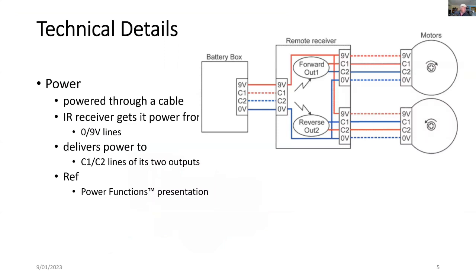Okay, a little bit about the powering. I'm using at the moment on this demonstration a battery box, and it has four wires: the 9 volt and the ground or 0 volts, and in the middle there's C1 and C2. And what the remote receiver does, once it gets a signal, is route the messages or power to C1 and C2 on the red and the blue. So it delivers those on C1 and C2.